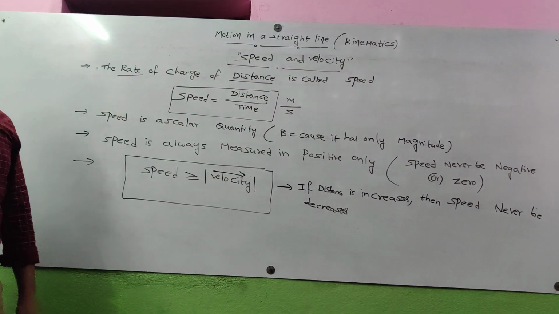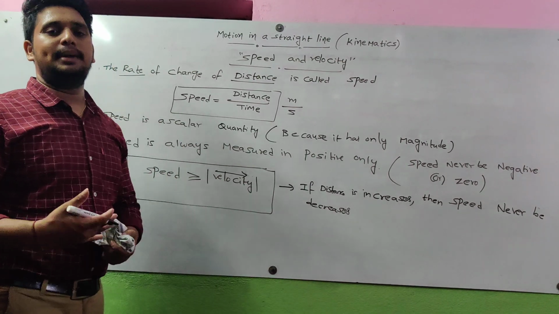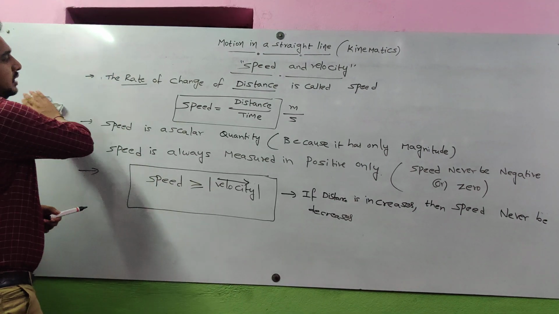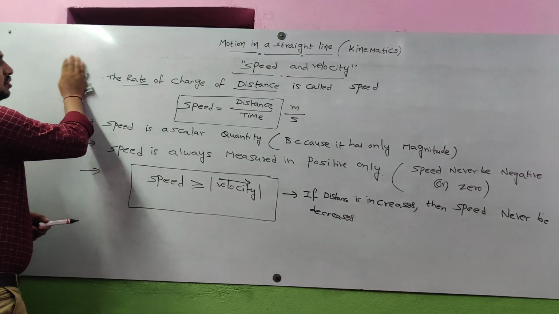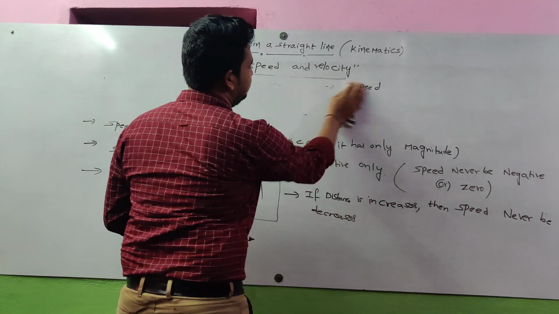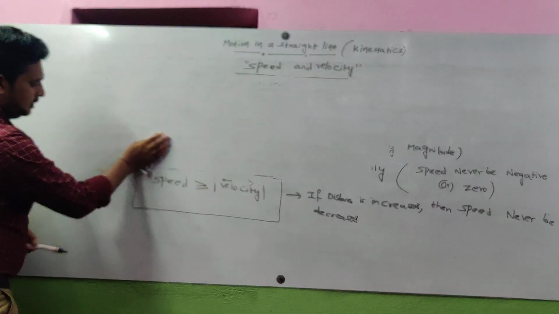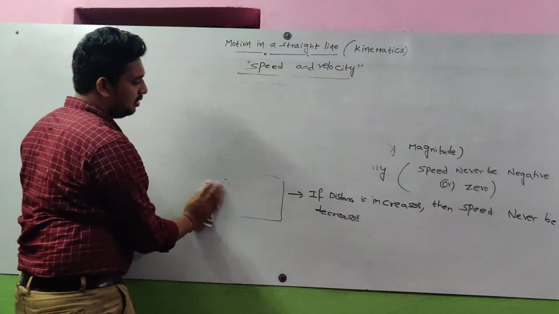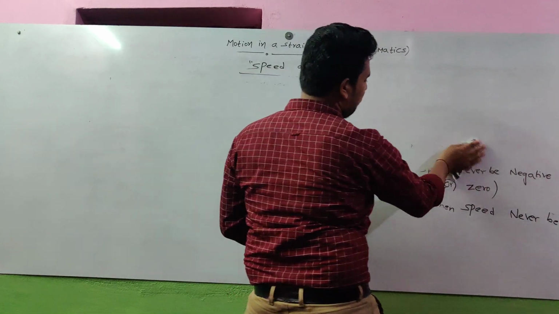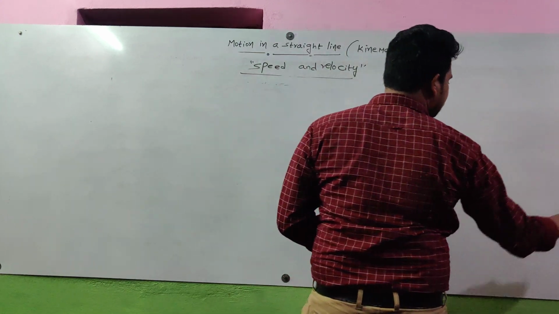So these are the things, and we would like to discuss some more details and types of speed and types of velocity. The next topic is types of velocity. But before going to types of speed and velocity, I would like to discuss some more points about velocity.